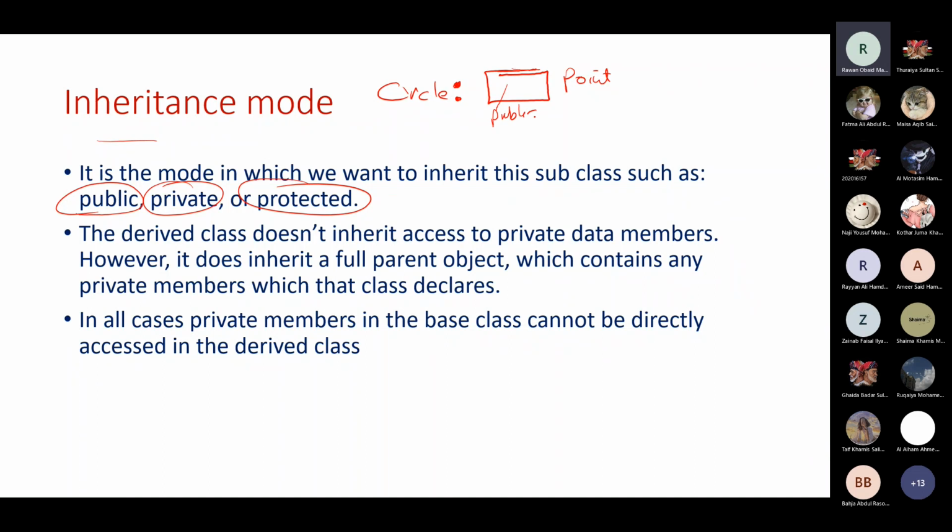Public means the circle can access everything in the point except the private. The derived class doesn't inherit access to private data members. This is very important all the time. However, it does inherit full parent objects which contain any private members which that class declares. Also, in all cases, a private member in the base class cannot be directly accessed by the derived class. What's the meaning of that? It will have it.